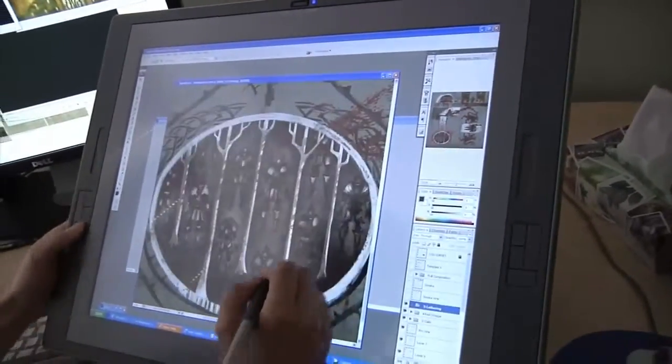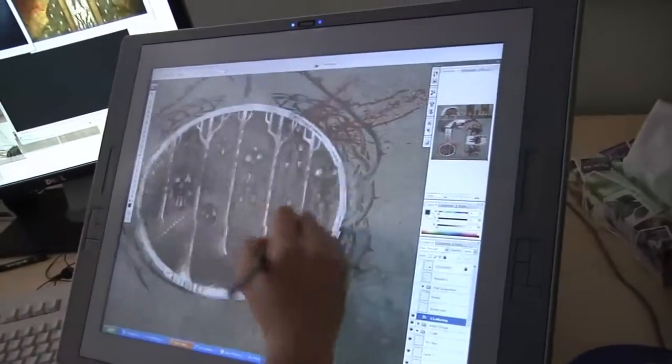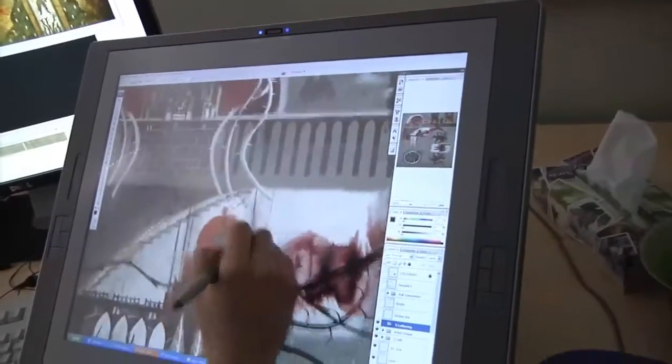Get a sense of the scale. So that's about the size of the screen. It actually animates. Moves across like that.